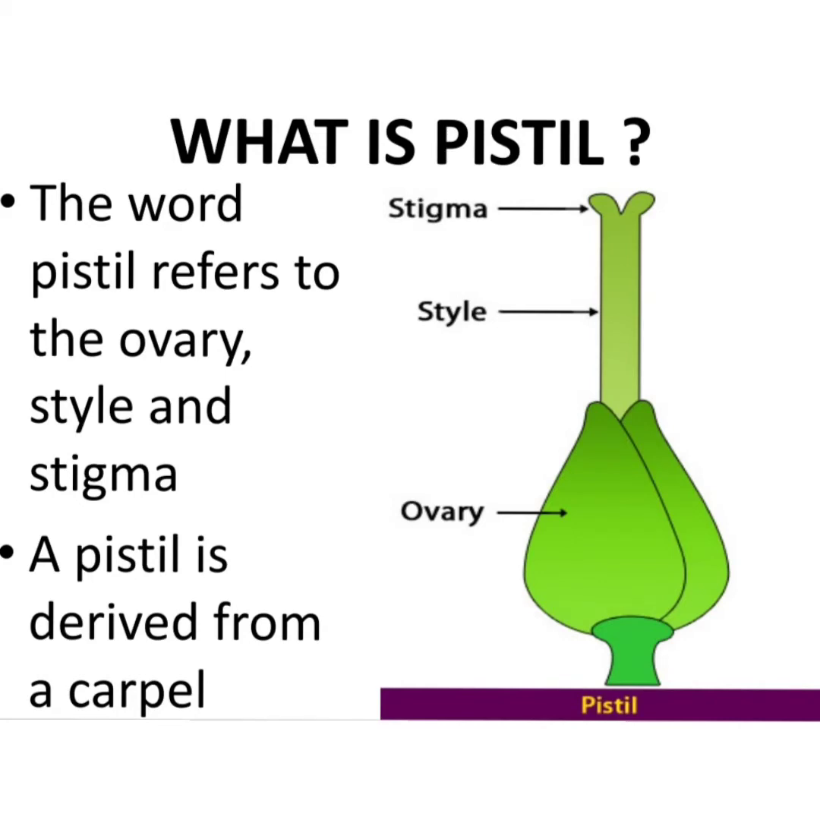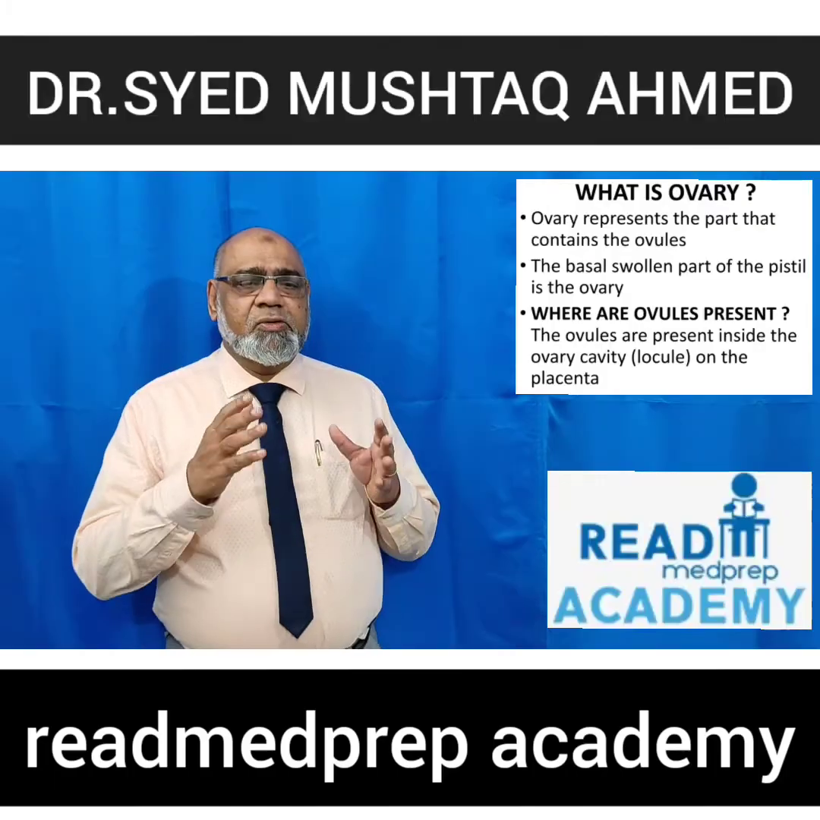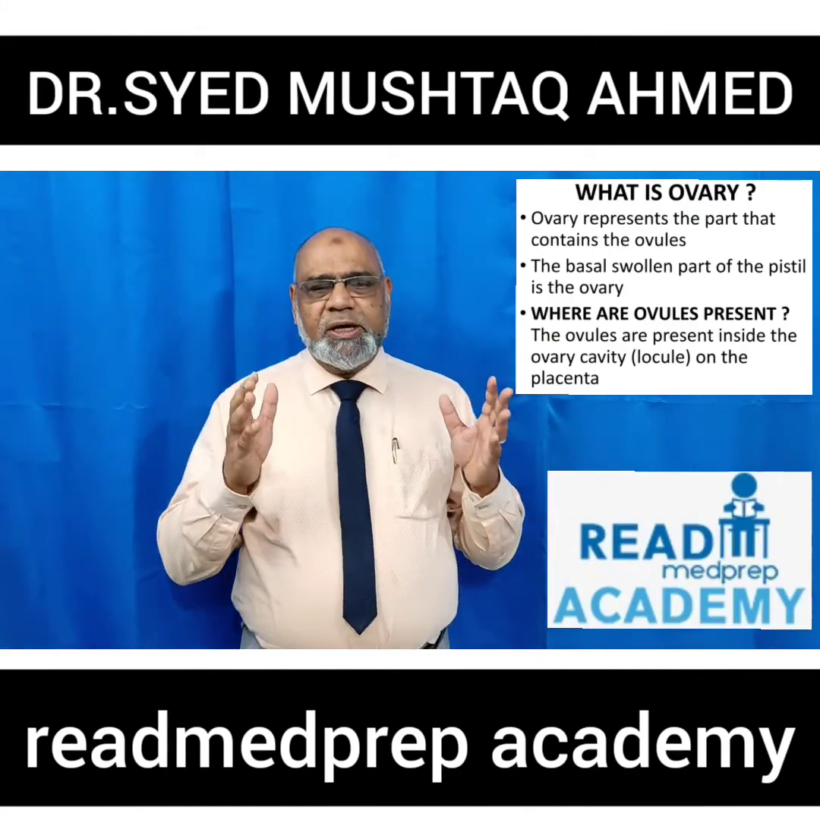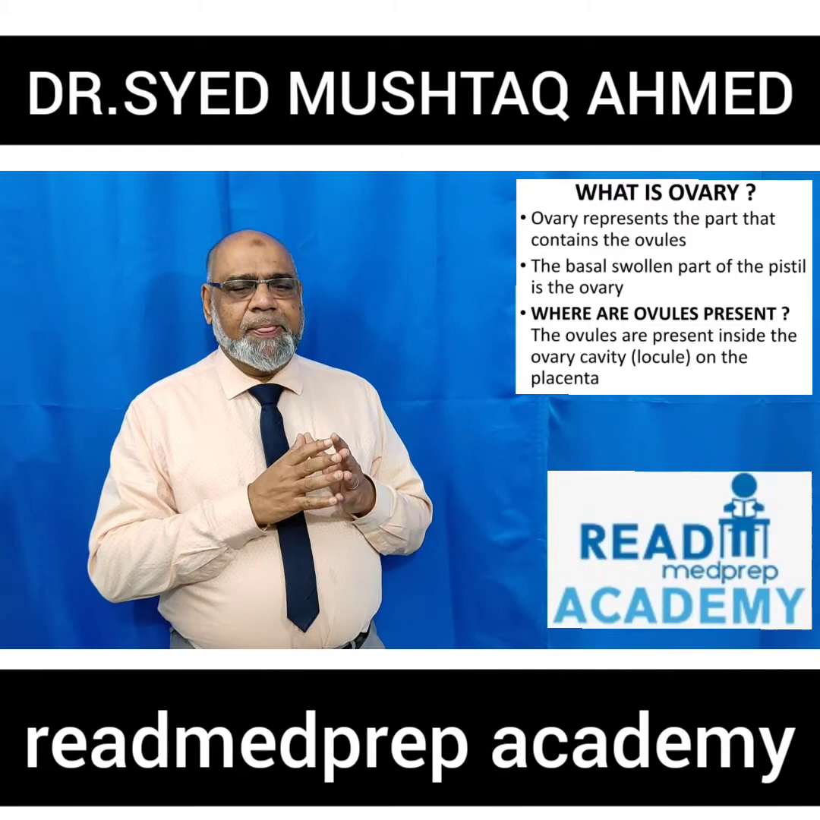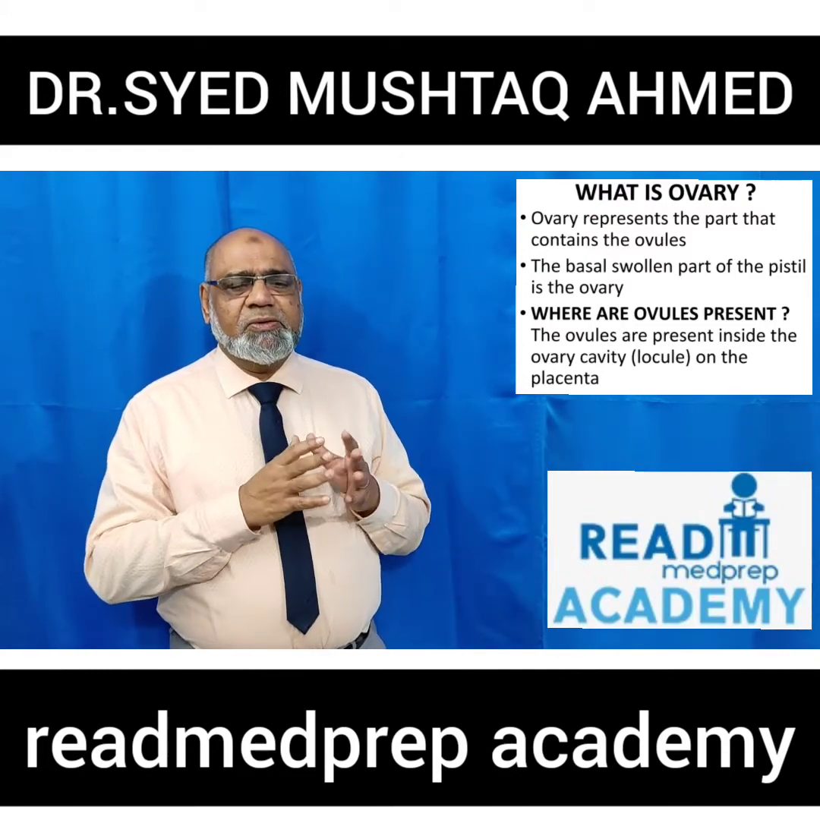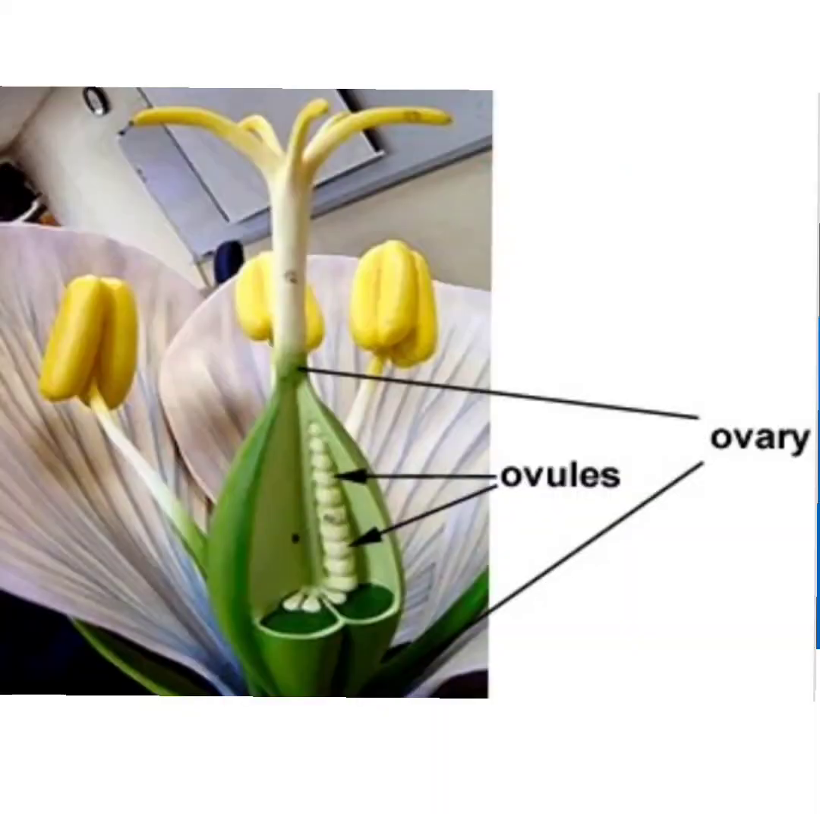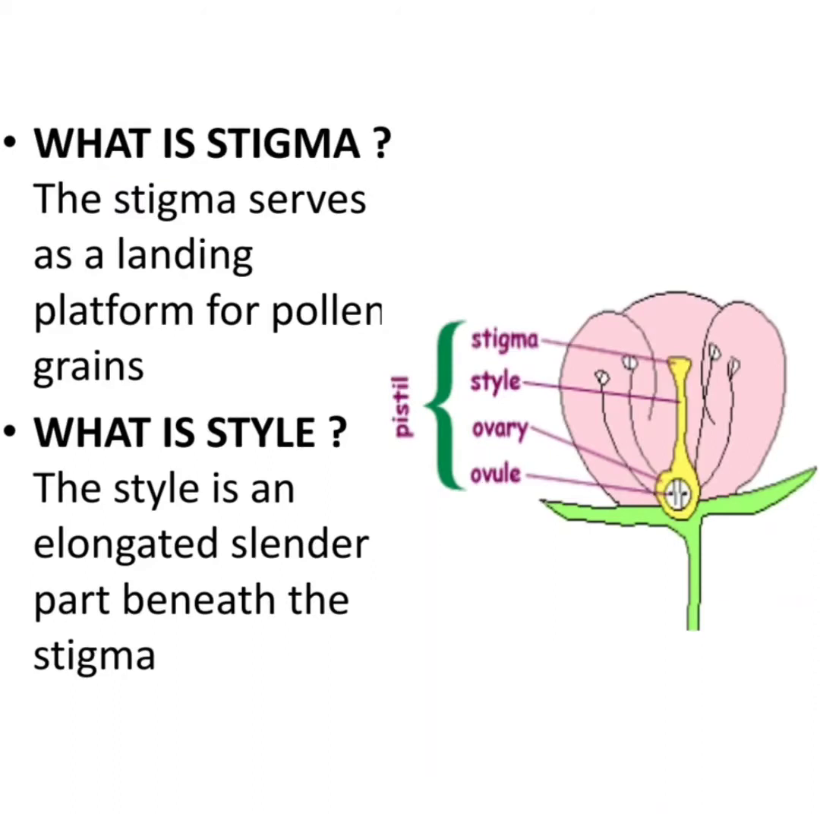A pistil is derived from a carpel. Ovary represents the part that contains the ovules. The basal swollen part of the pistil is the ovary. The ovules are present inside the ovary cavity, which is called the locule, on the placenta. Here you can see the ovary and the cut section of the ovary showing the locule, and the ovules are arranged over one another.